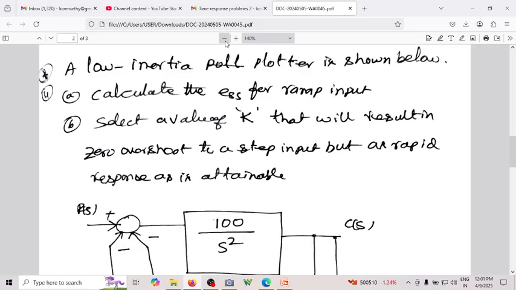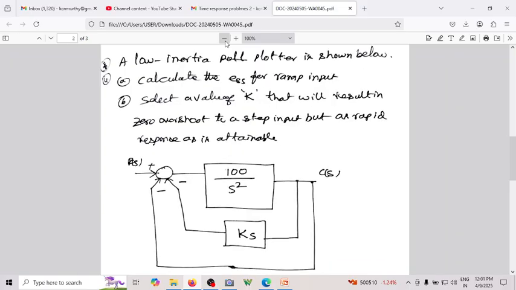Let me write the block diagram that I have. The block diagram consists of a double feedback loop. It has a forward transfer function of 100 by s square. It has one negative feedback with the feedback quantity k into s, and there is another negative feedback which is unity feedback. This is R of s, and this is theta c of s.